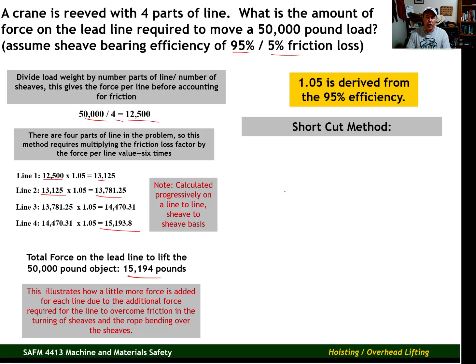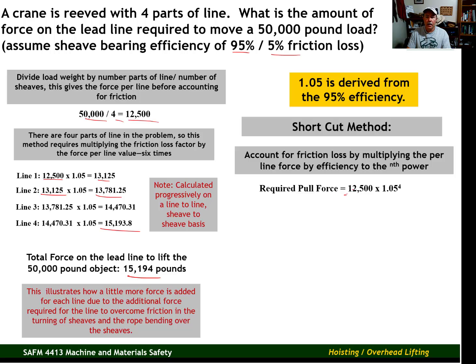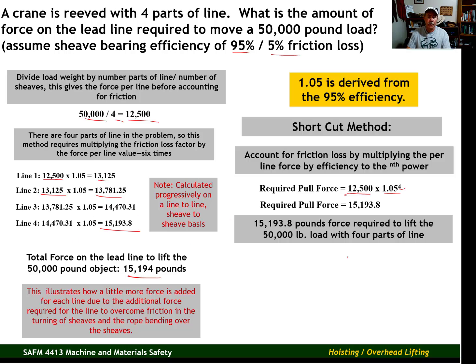All right, let's look at the shortcut method. Again, we're multiplying the per line force by efficiency to the nth power. There's our per line force, 12,500, times 1.05, our efficiency. And we take that 1.05 to the 4th power because there are 4 parts of line. When we do that multiplication, we find our required pull force is 15,193.8, just like the long method.